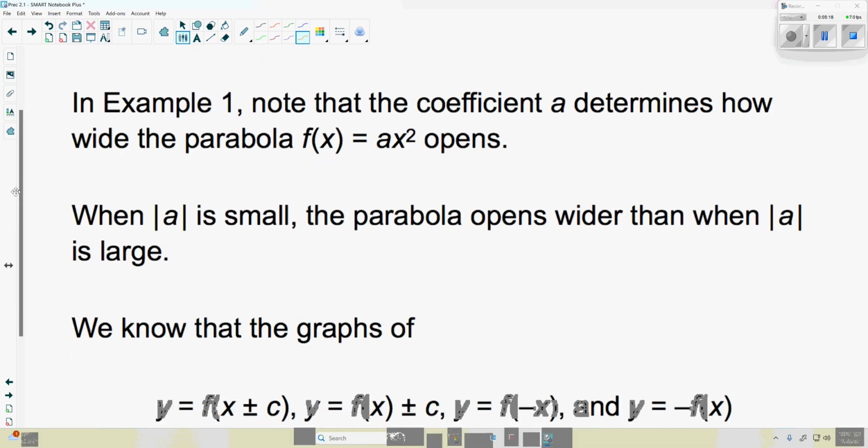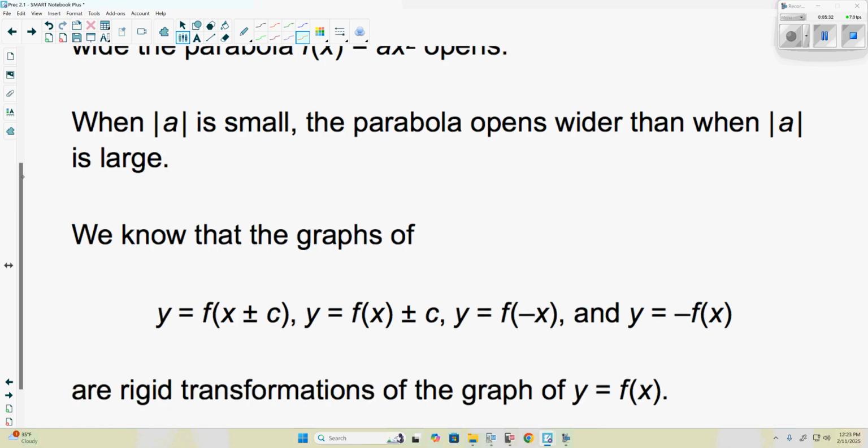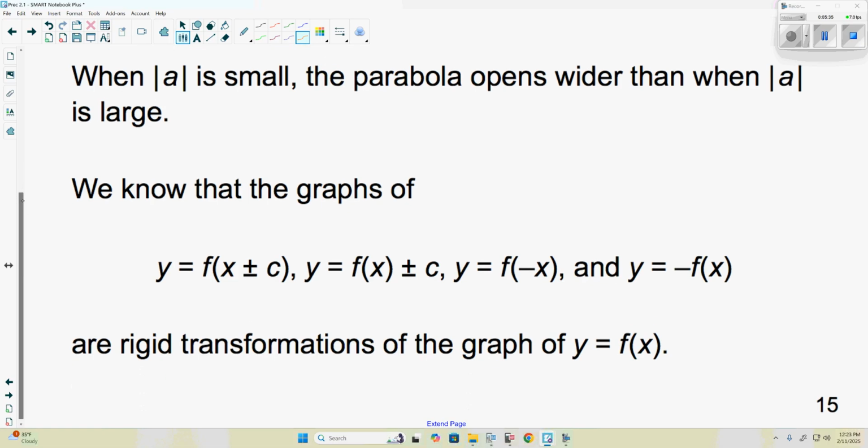Note that the coefficient a determines how wide the parabola f of x will open. When a is small, the parabola opens wider. When a is larger, it opens narrower. So really they're saying that if a is between 0 and 1, it's going to be wider, a vertical shrink. If a is greater than 1, it's going to be narrower, or a vertical stretch.